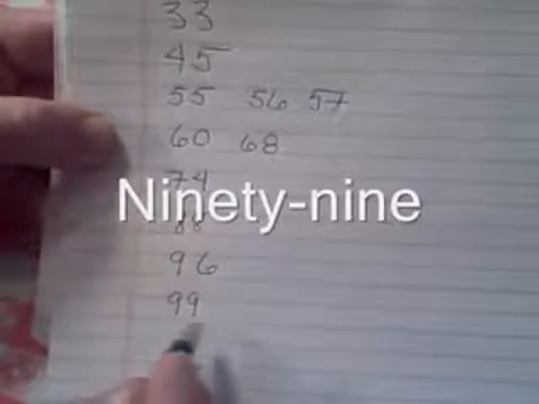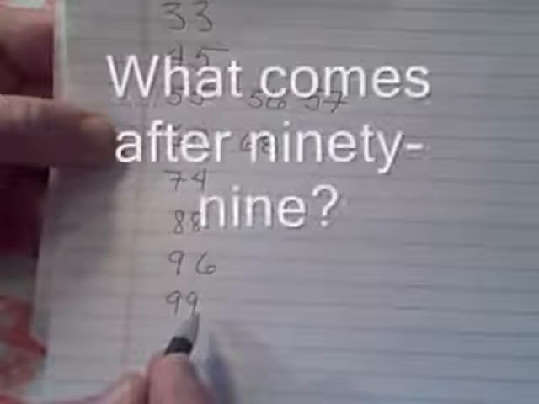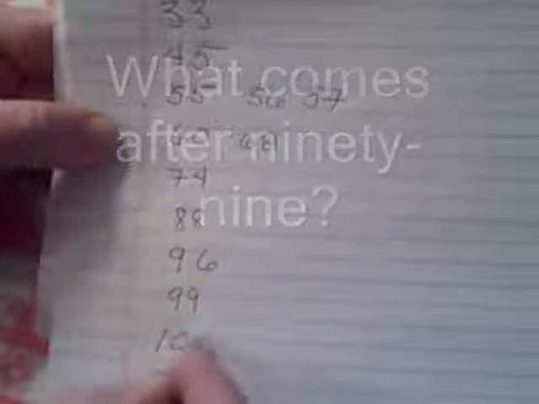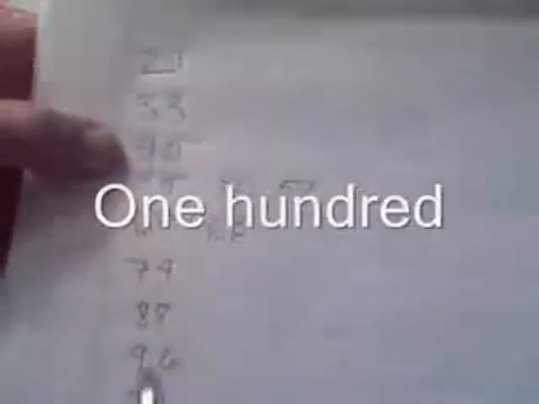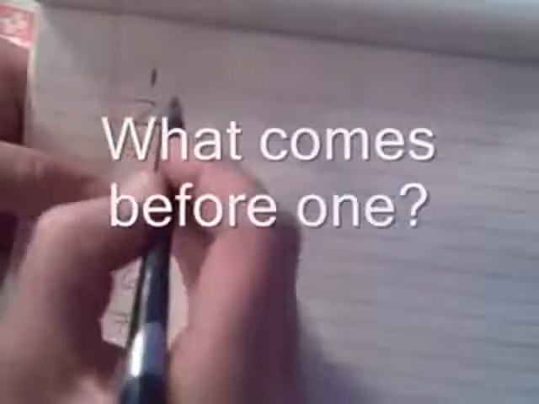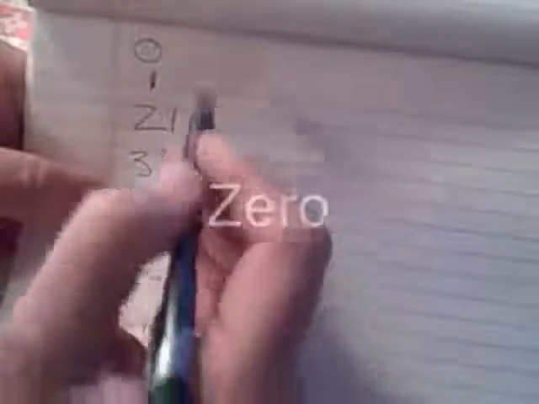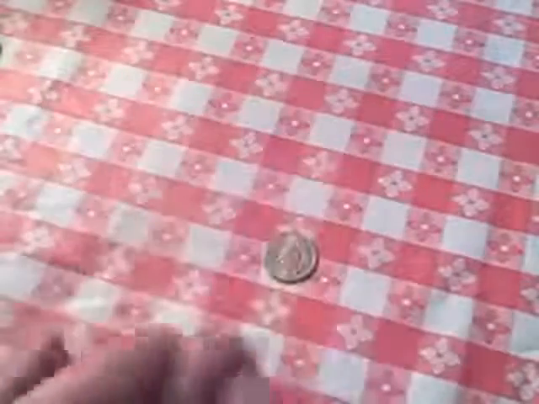99. What comes after 99? 100. What comes before 1? 0. There's 0 quarters. 0, 1. The number after 100 is 101. And then you start over the same way. 102, 103. Okay?